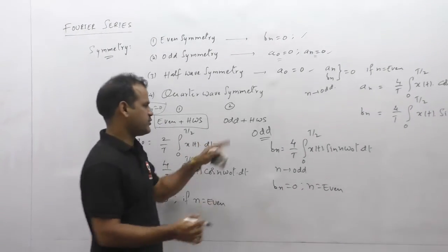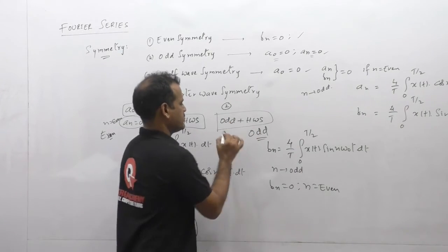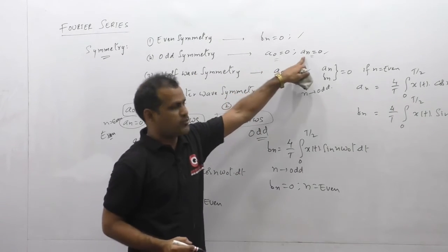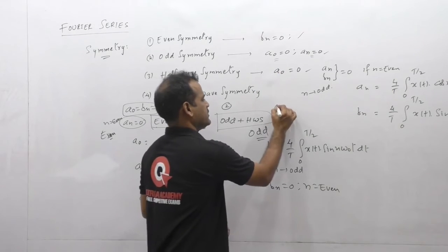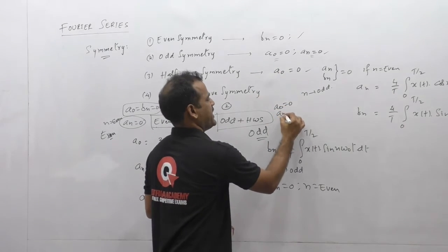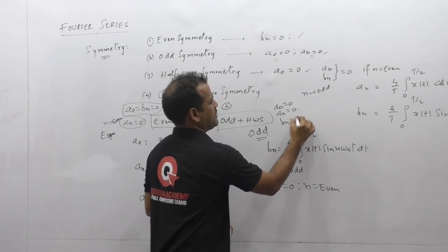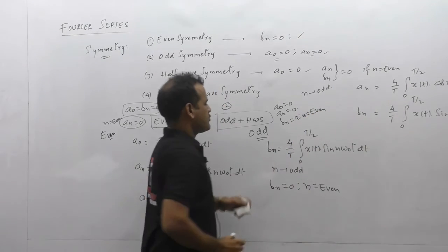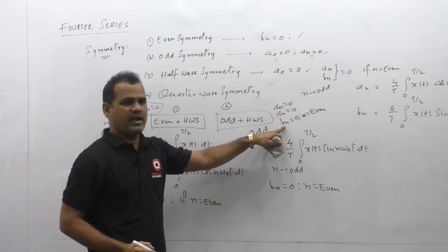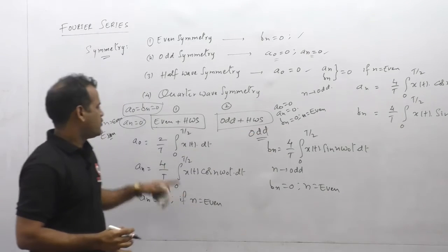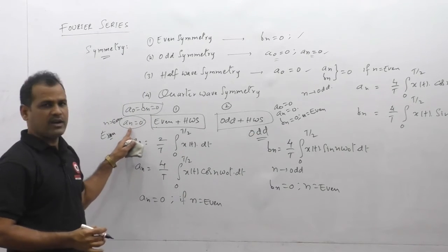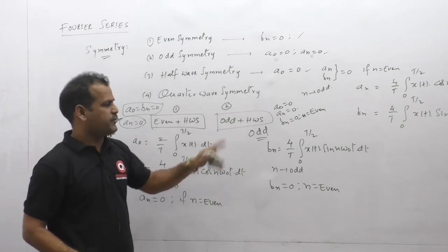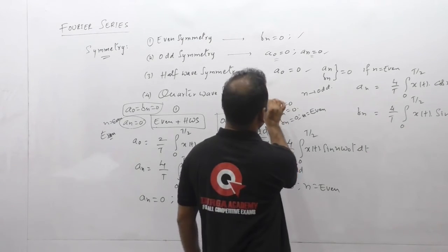Similarly, this one if you observe, since it is odd symmetry, for odd symmetry we have A naught and An both 0. So this is A naught 0 and An 0, and Bn value is also 0 for n even. So for this case we need to define Bn value only for odd values. For the earlier case we need to define An value only for odd values. I will give the formulas for quarter wave symmetry here.